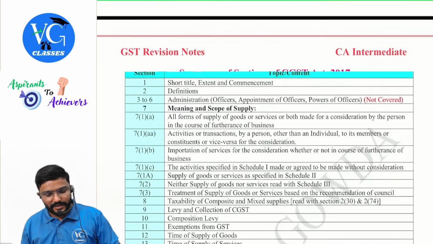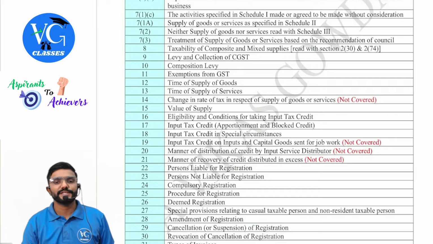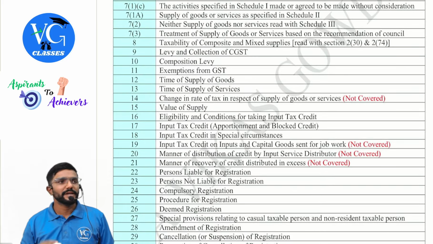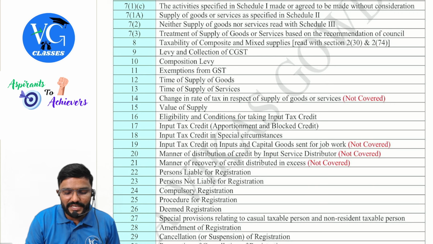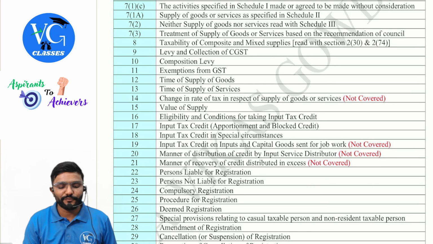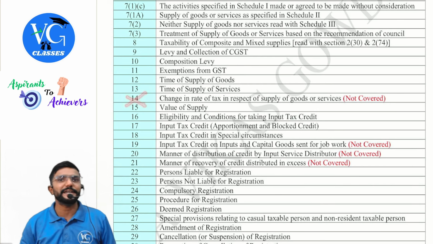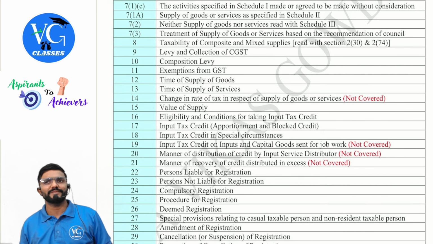Under CGST Act, we have covered till when, sir? 11. Till exemptions we have covered, guys. Now in this chapter, see, time of supply provisions is covered in 3 sections, guys: 12, 13 and 14 of CGST Act. But 14 is not a part of your syllabus at intermediate level. So we will be learning only 12 and 13.